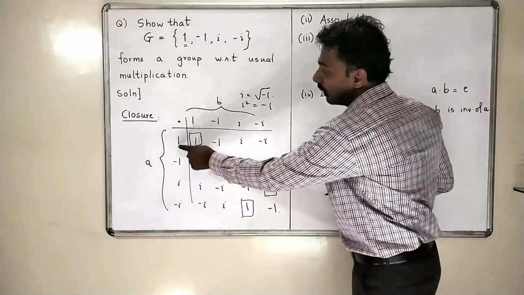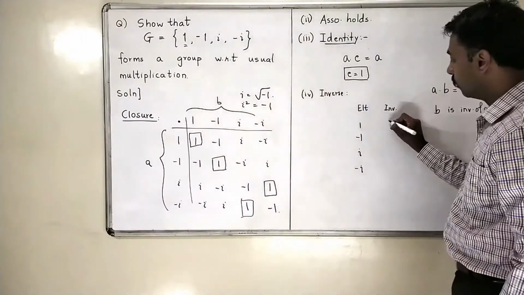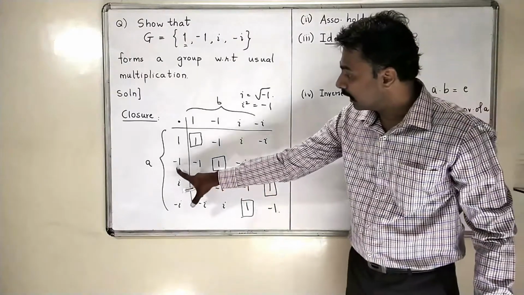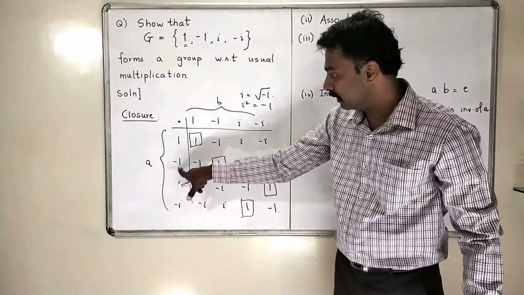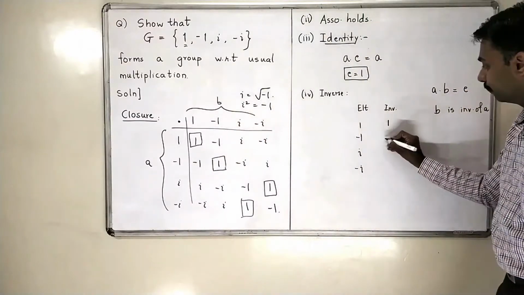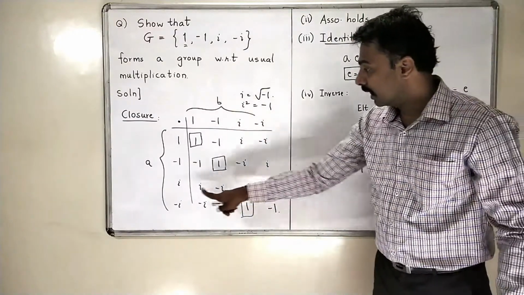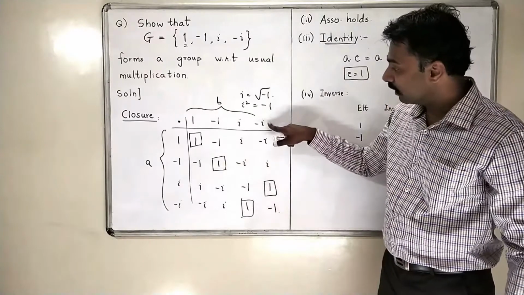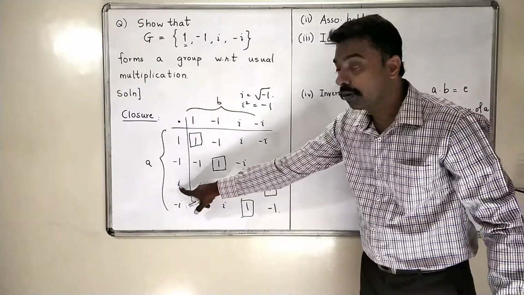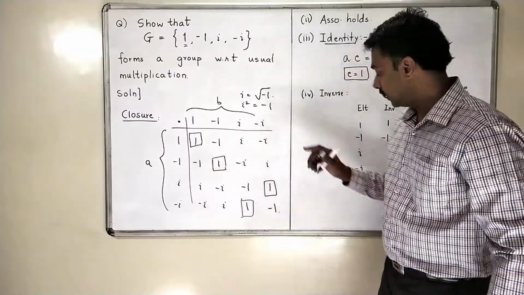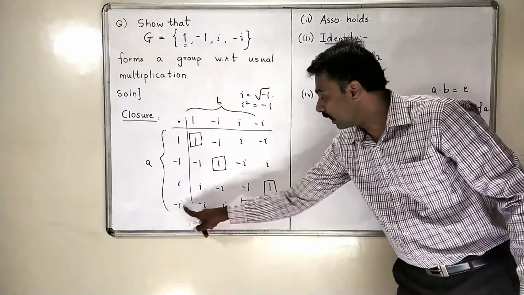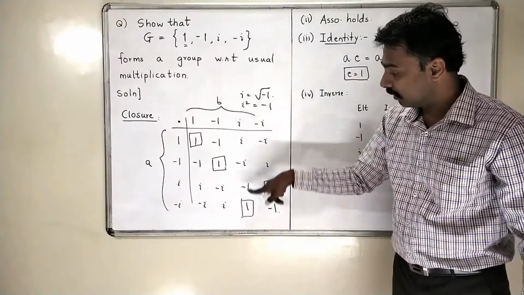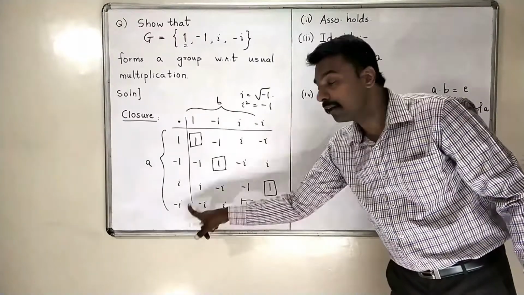So 1 into 1 is 1, so the inverse of 1 is 1. This says that minus 1 into minus 1 is 1, so the inverse of minus 1 is minus 1. This is saying that i into minus i is 1. This means that the inverse of i is minus i. And last, minus i into i is 1, so this means the inverse of minus i is i.